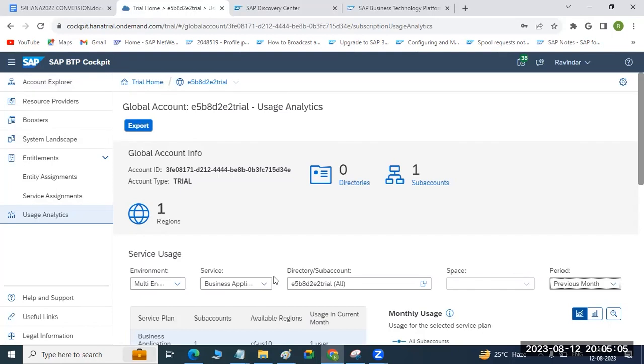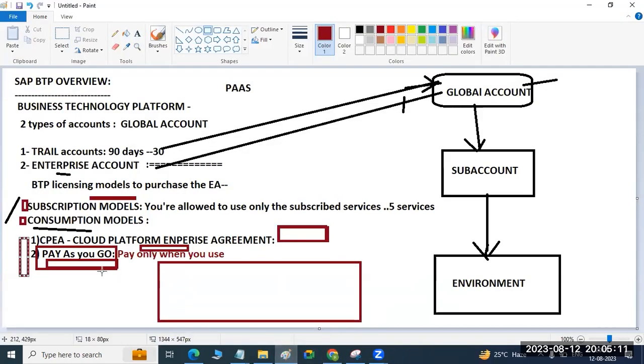So this is the license model for SAP, subscription models and consumption measures. And what is BTP? BTP is one of the central points, a cockpit, to deploy and access all your services on the BTP side. It's a central point of cockpit. Right? So any questions from anyone here?